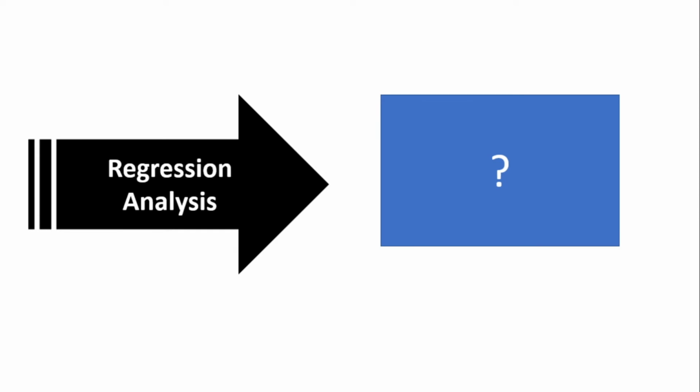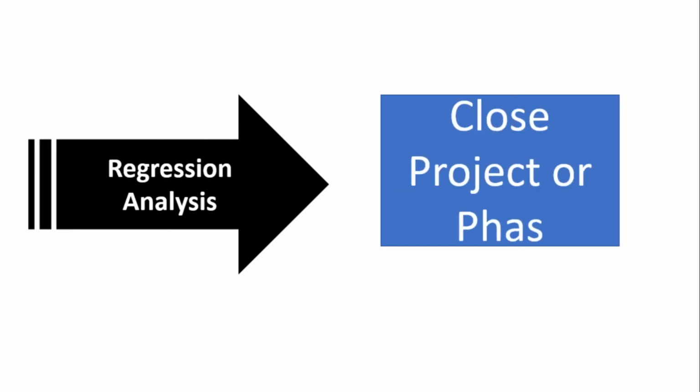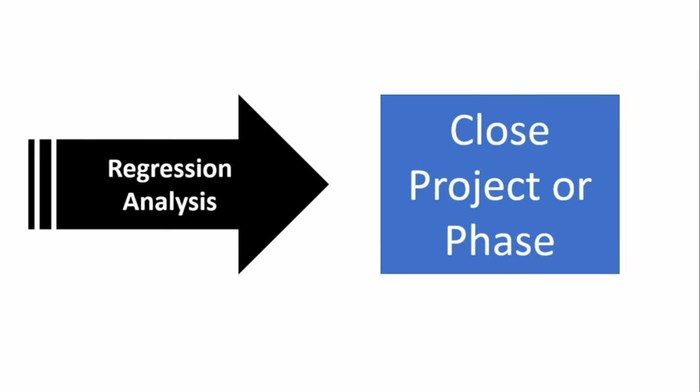3, 2, and 1. Regression analysis is what you use in close project or phase. Remember what you're trying to do with the regression analysis? You are trying to identify why you got the result you did. So this is in close project or phase. Okay? You don't see regression analysis used anywhere else but close project or phase.